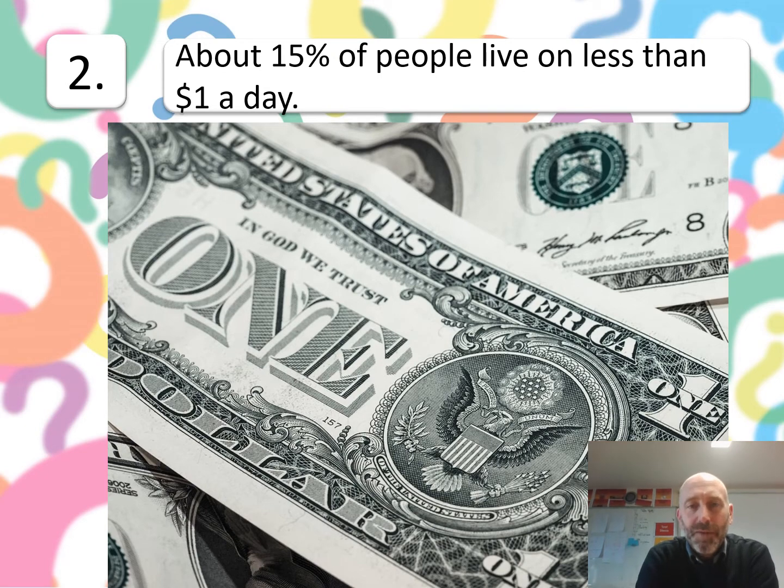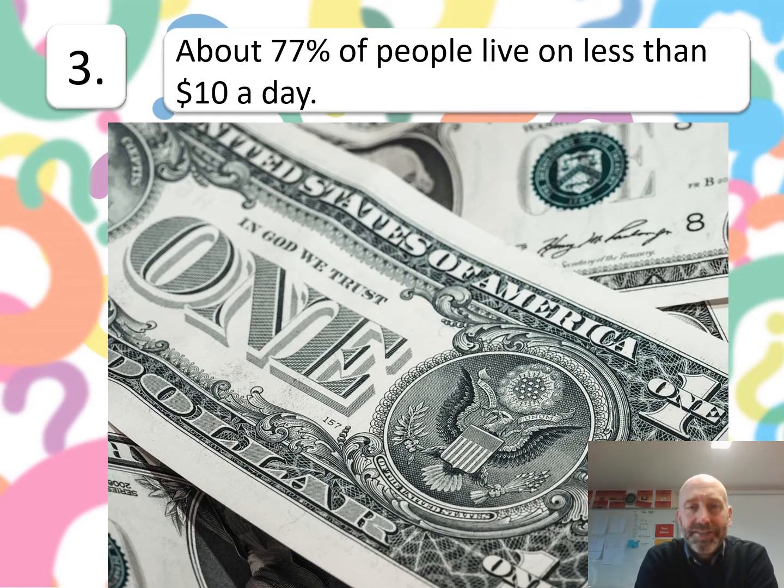Number 2, about 15% of people live on less than $1 per day. Do we think that's true or false? Is the number higher, or do you think that number itself is too high? Number 3, about 77% of people in the world live on less than $10 per day. Again, is that too high, too low? Is it true or is it false?